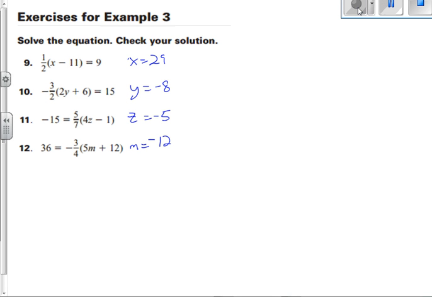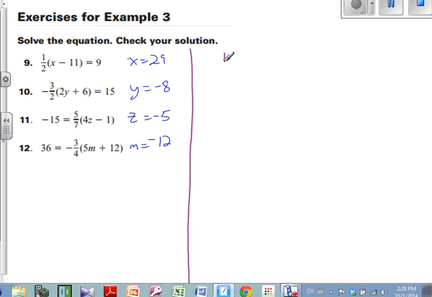Okay, so the book says, and we're actually going to check these, that number 9, x is 29. Number 10, y is equal to negative 8. Number 11, z is equal to negative 5. And 12, m is equal to negative 12. All right, so let's go ahead and look at number 9 real quick. We'll do that one first.